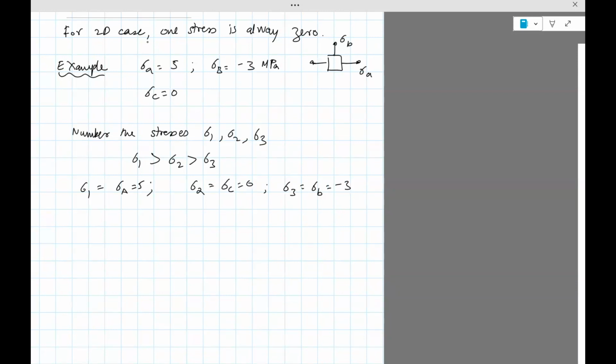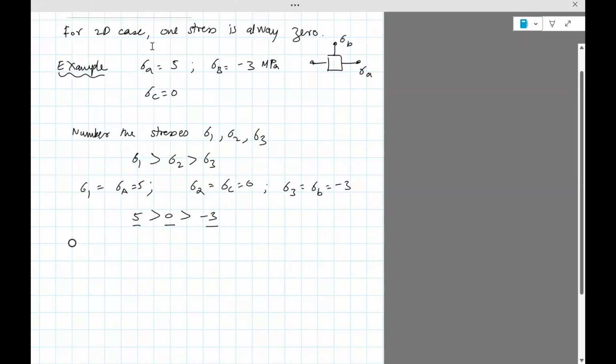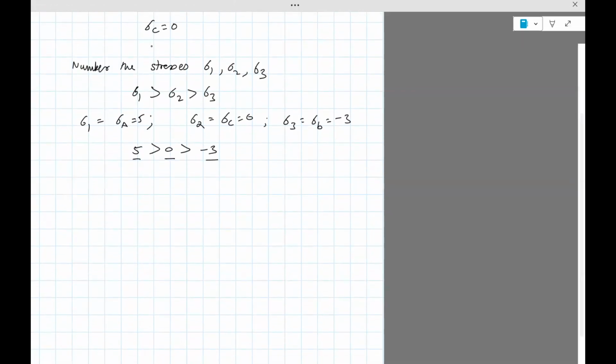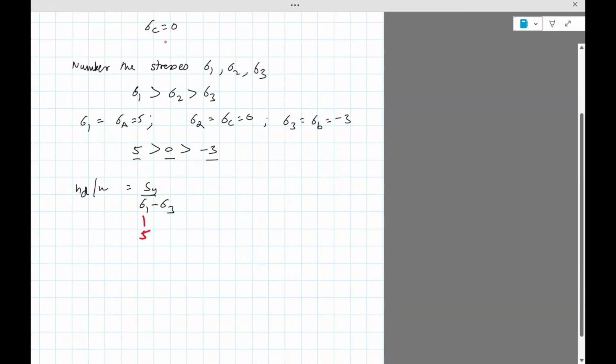With this information, you can actually draw the Mohr circle. Instead of doing this step all the time, you can just skip this and say 5 would be the max stress, 0 is the next stress, and minus 3. That's just saying this is sigma 1, sigma 2, and sigma 3. So to compute the value for the factor of safety, or n, it will be Sy divided by sigma 1 minus sigma 3. So now you know that sigma 1 is 5 and sigma 3 is minus 3.